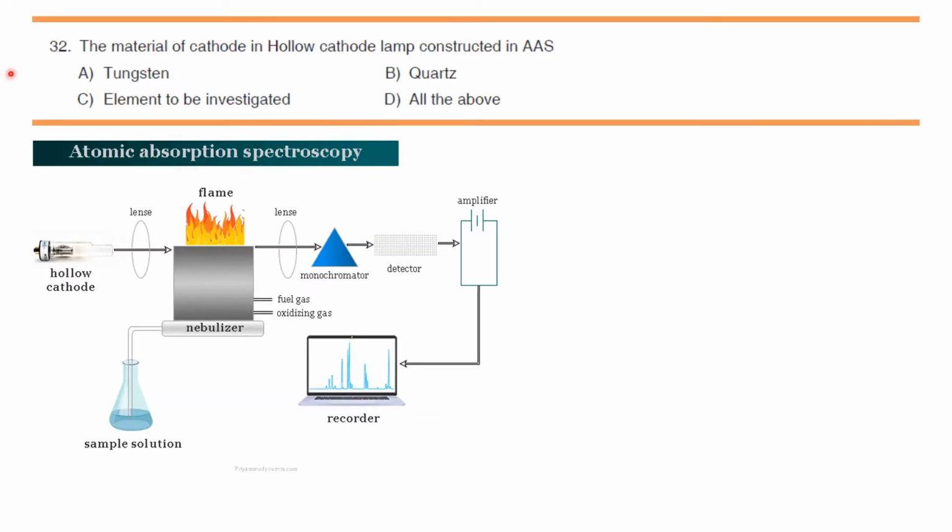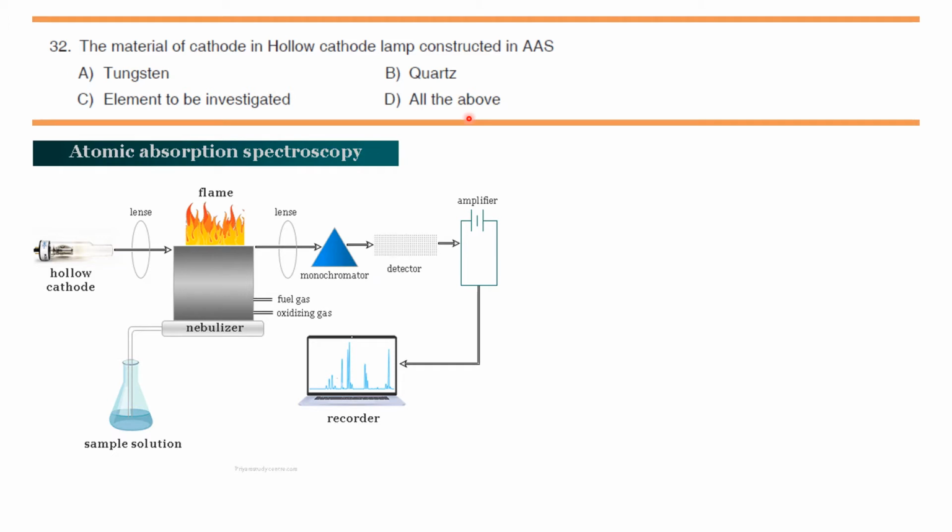The first question of this video is question number 32 of the question paper, which is about an analytical technique known as AAS, the Atomic Absorption Spectroscopy. The question is about the material of cathode in hollow cathode lamp, whether it is tungsten, quartz, or element to be investigated, or all the above.